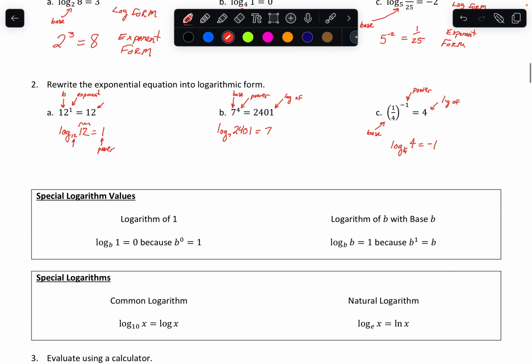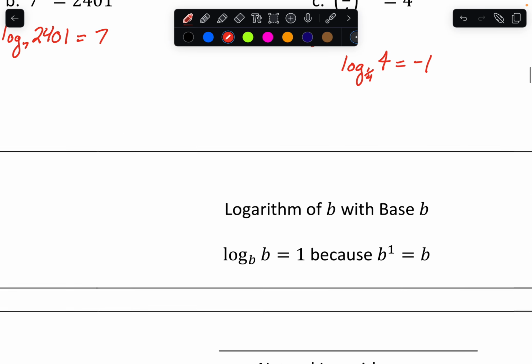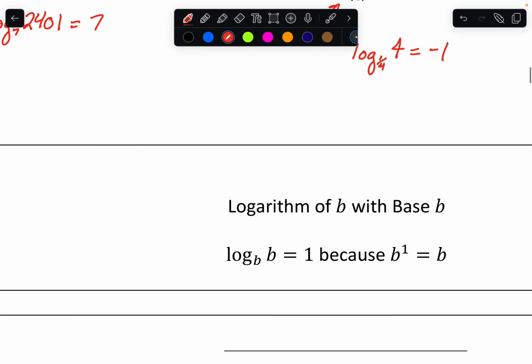All right, some special log values here. Anytime that I take the logarithm of 1, it's always going to be equal to 0, because anything raised to the 0 power is equal to 1. Anytime you have log base b of b, that's always going to be equal to 1 because, remember, we're asking the question, the base to what power gives me b? We're saying b to the x is equal to b, so x would have to be equal to 1 there.